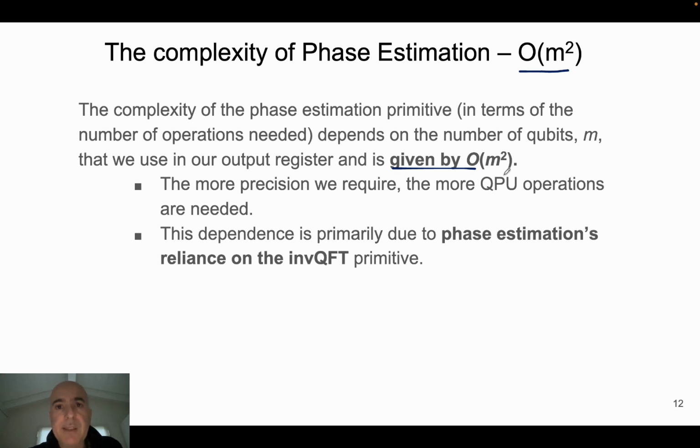And we will see in the next lecture that this dependence of big O of m squared largely depends on the fact that the phase estimation uses the inverse of the QFT quantum primitive. That also has similar complexity. So because the phase estimation relies on the inverse QFT, the complexity will also be reflected in this big O of m squared complexity. But we're going to look into the quantum computing phase estimation in more detail in the next lecture.